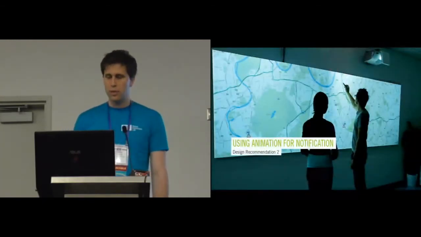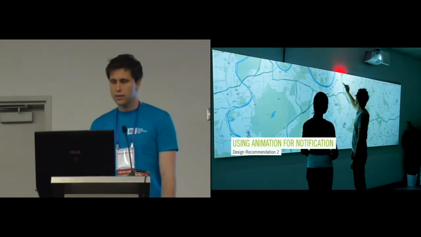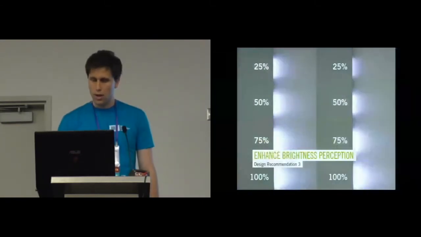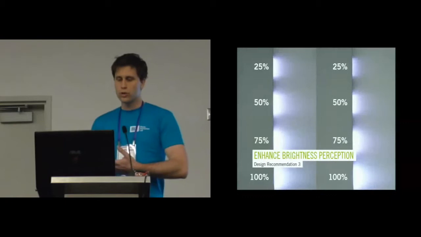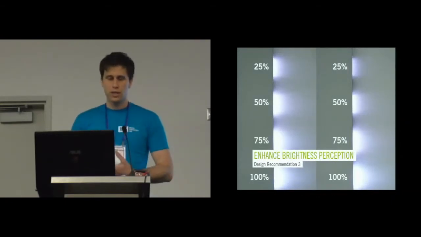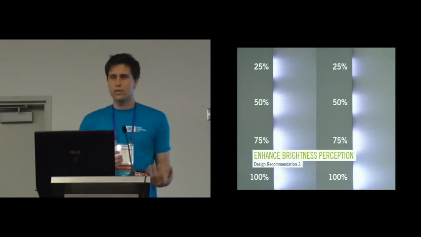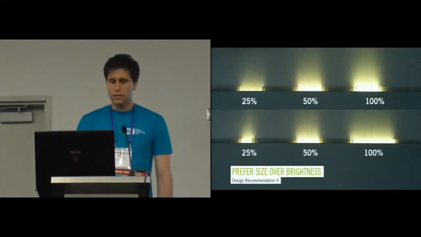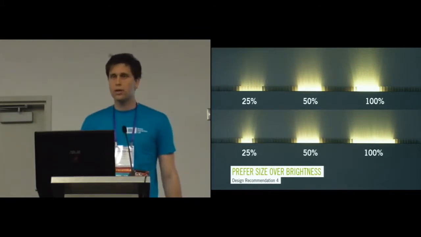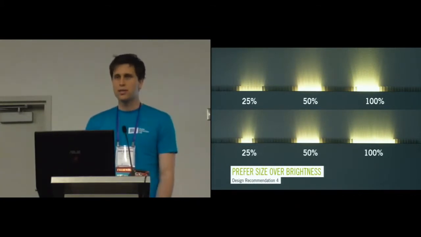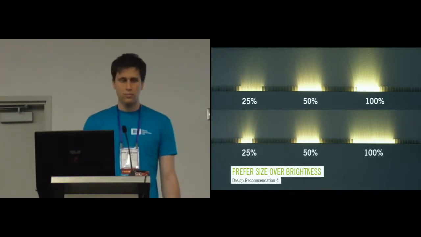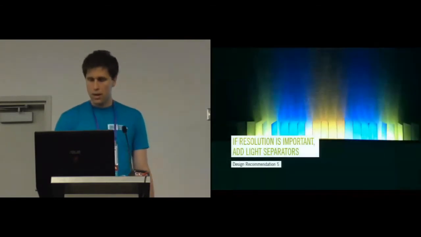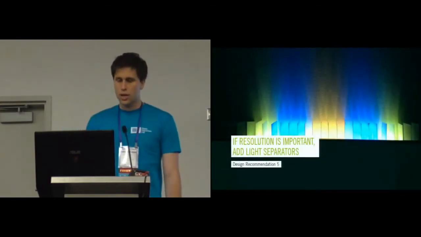Second, if you want people to really spot something animated, if you want to use brightness for some indication, it's crucial to do gamma correction. Moreover, if you have the chance to use size over brightness, it's preferable. And if you need more color resolution, then it's good to add light separators.